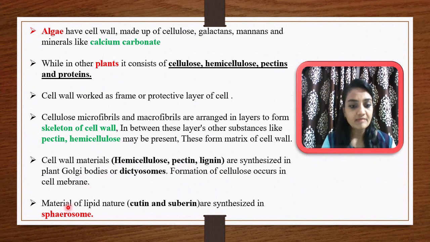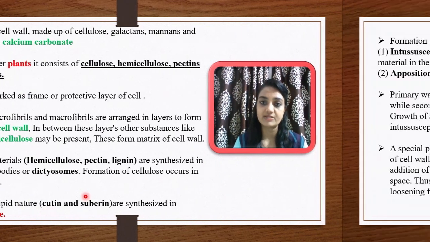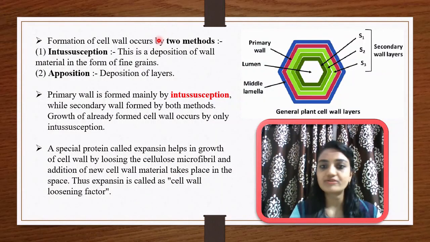bodies. Materials of lipid nature, whatever is lipid in content, like cutin and suberin, are also a part of the cell wall. Okay, cutin and suberin are wax-like materials. So if the nature of a material is lipid type, such a component will be synthesized in the spherosomes, a special structure which is responsible for the formation of lipid-natured components, especially cutin. Formation of a cell wall occurs by two methods.